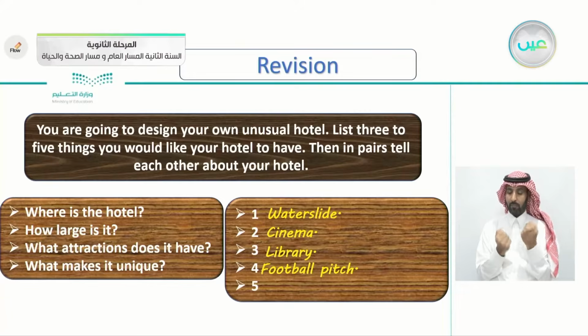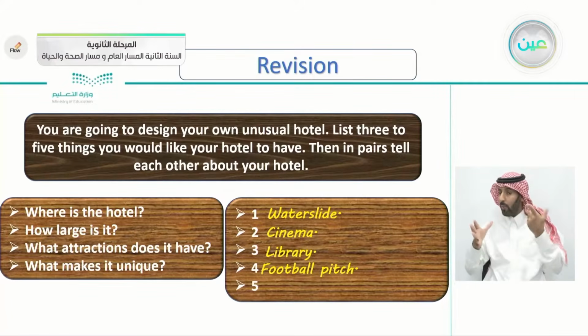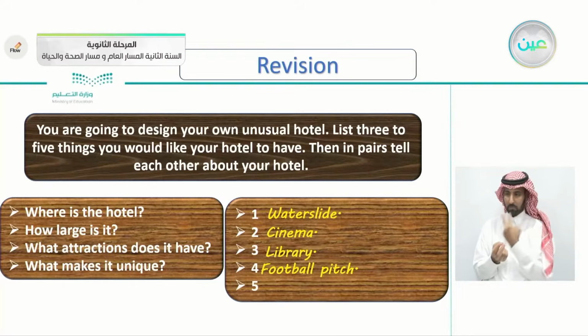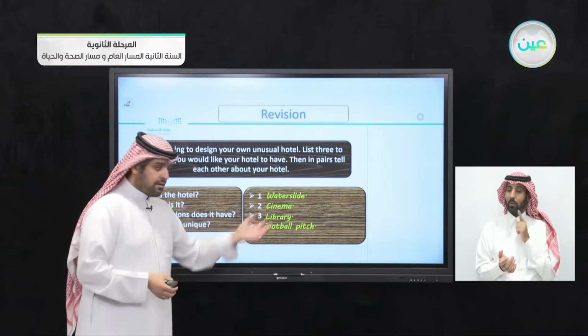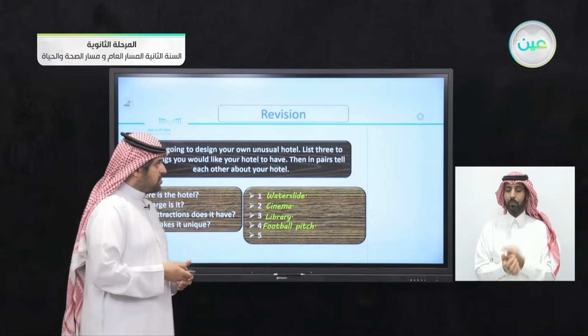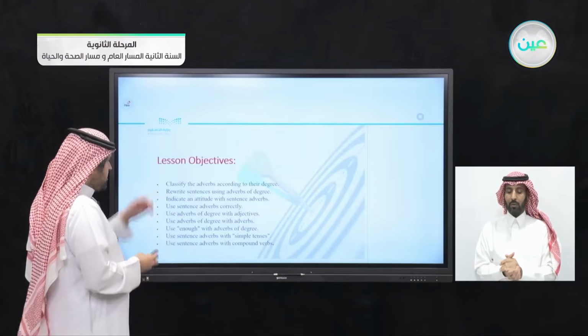For example, the question here: where is the hotel? How large is it? What attractions does it have? What makes it unique? And we answered these together. Maybe your answers differ from mine, so it's okay. So let's jump to today's lesson.